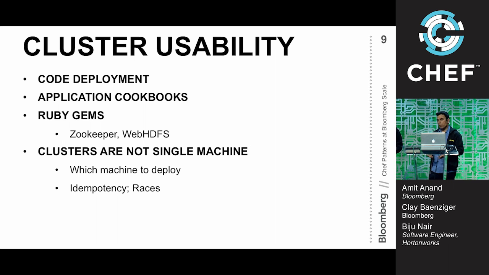This code can come from our tenants that use the cluster, or from application cookbooks that either they're developing or we are developing for them. Similarly, we need to deploy some Ruby gems, which are really important to interact with the cluster. The key gems here are Zookeeper and WebHDFS. And since these clusters are not single machines, we need to figure out that there are multiple daemons running on multiple nodes, and some of them are single daemons and some of them are multi-master.